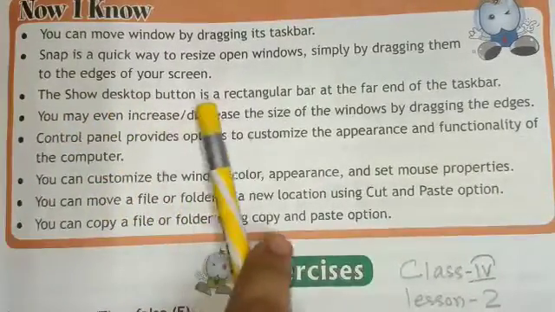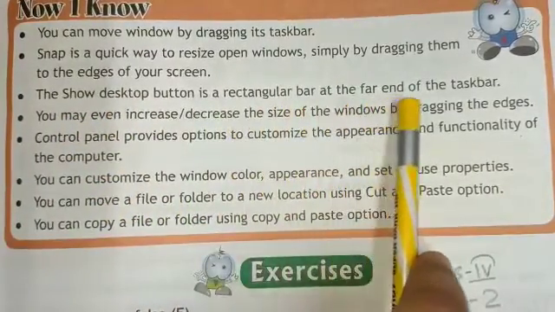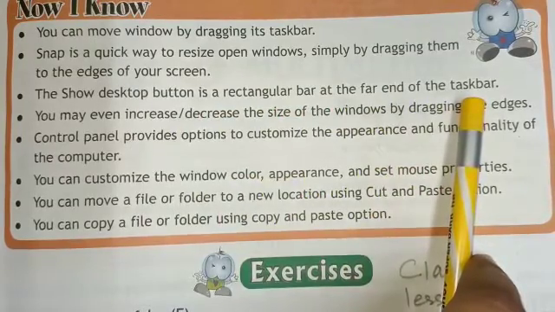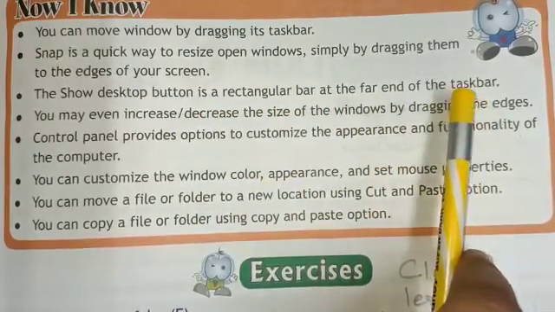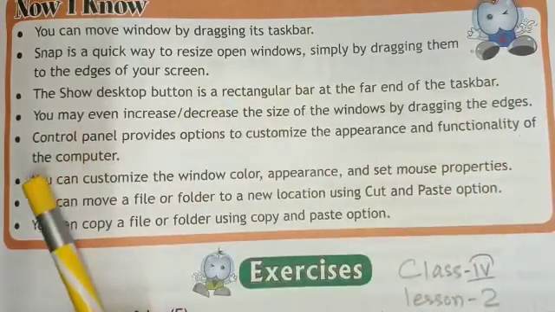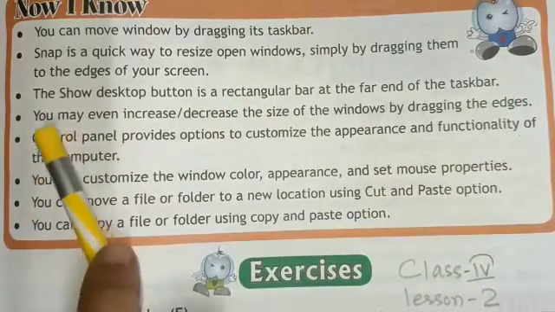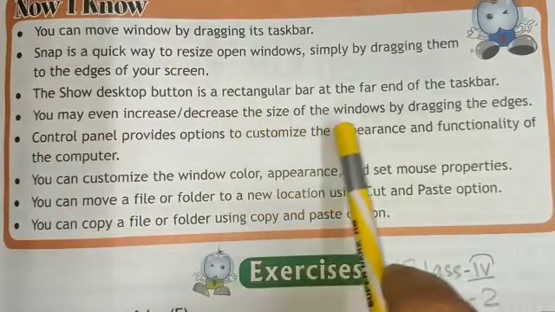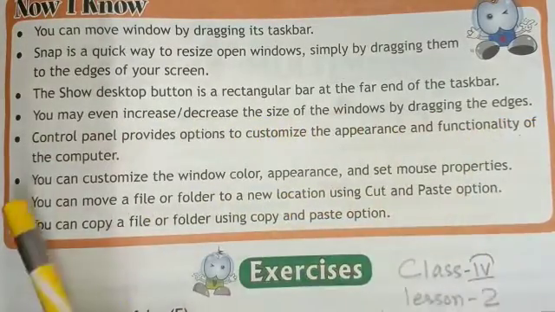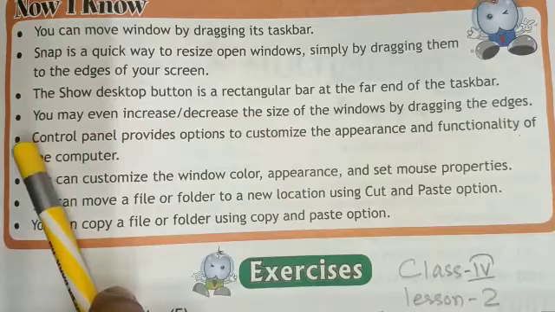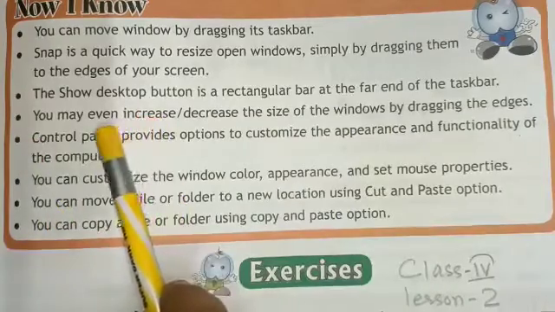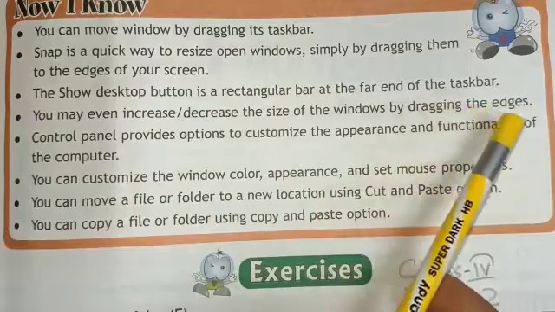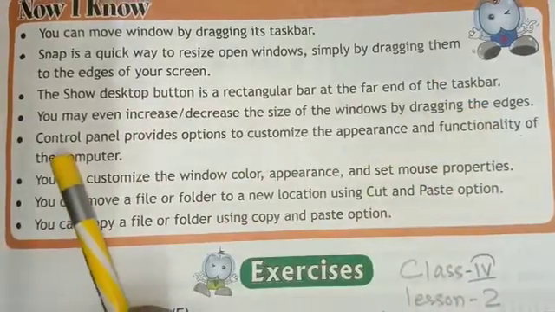The Show Desktop button is a small rectangular bar at the right end of the taskbar. You may even increase or decrease the size of the windows by dragging their edges.